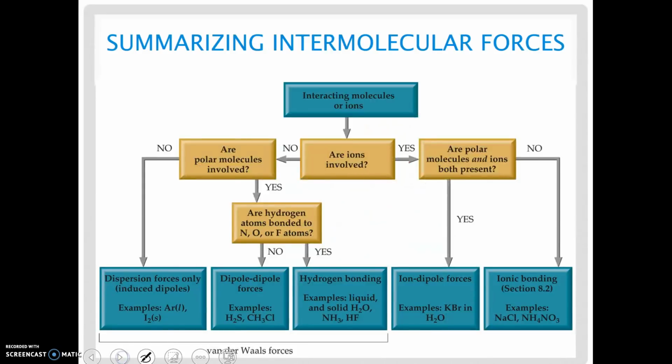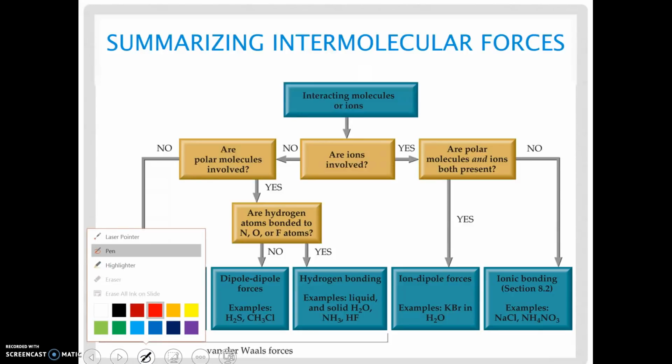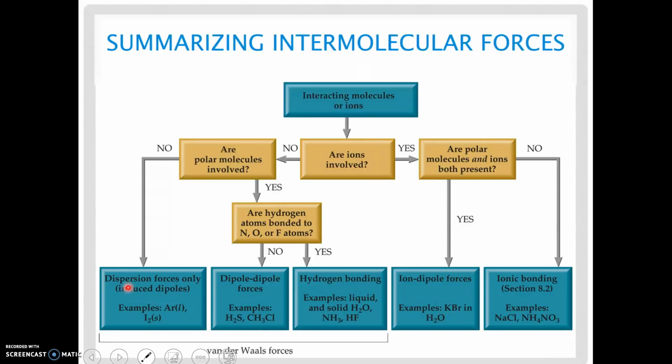You guys know this. All right, so here's kind of a summary. If you want to take a picture of this or put this in your notes, it might be helpful. Here you've got your dispersion forces, dipole-dipole, hydrogen bonding, ion-dipole, which is a new one for you guys, I think, and then you have your ionic bonding, which we call a bond because it's very, very strong. But it's still just an attraction between two ions, a positive and a negative, and that's it.